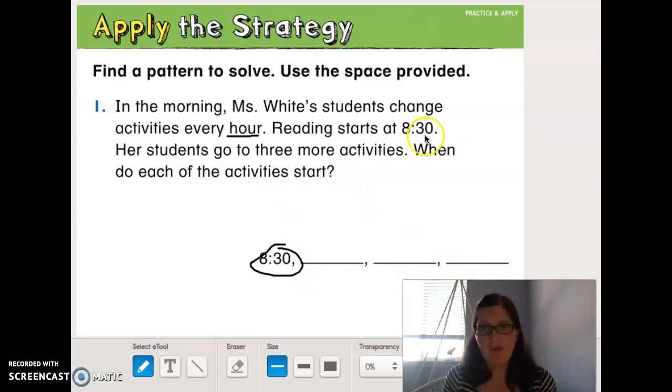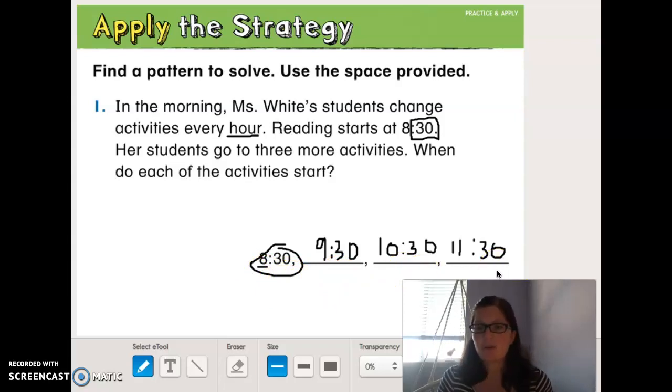So if I'm just going by hours, do the minutes change on this one? Nope. So each one of these is going to end with 30. The hour is the only thing that's changing because our pattern is every hour. So I'm just going to write those in so I have them already there. Then I can just go back and add an hour each time. So if it starts at 8, the next one is 9 and 10 and 11. So because it started at 8:30, the times are now 9:30, 10:30, and 11:30. Those are the different ones.